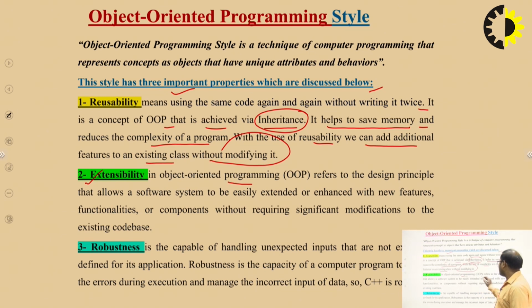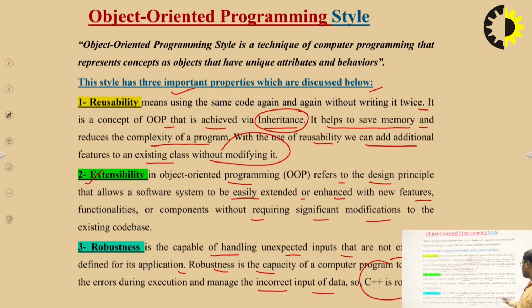Extensibility in object-oriented programming refers to the design principle that allows a software system to be easily extended or enhanced with new features, functionality or components without requiring significant modification to the existing code. Robustness is the capability of handling unexpected inputs that are not explicitly defined for the application. Robustness is the capacity of a computer program to handle errors during execution and manage incorrect input of data. So we can say C++ is a robust programming language.